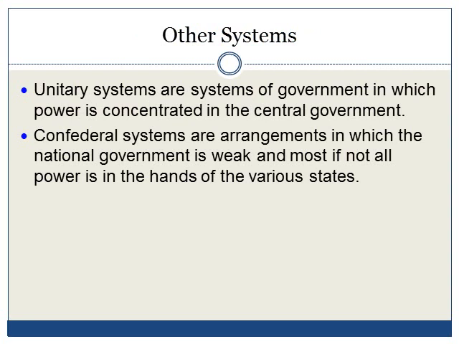Other systems of government, unitary systems, are systems of government in which the power is concentrated in one place, in the central government. Confederal systems, on the other hand, are systems of government in which the central government is very weak and most of the power is in the regional governments.